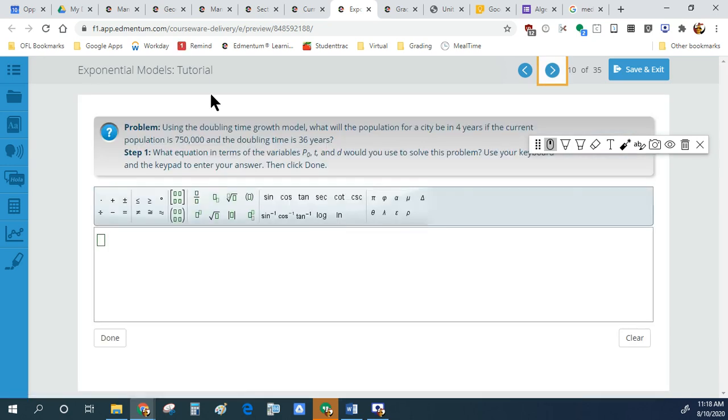So if we're talking about doubling a population of 750,000, and it doubles.